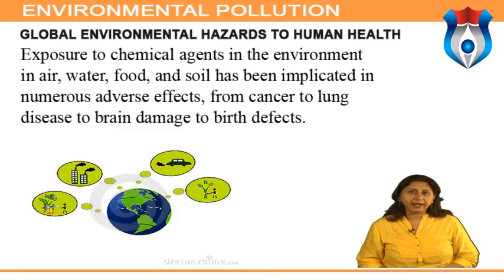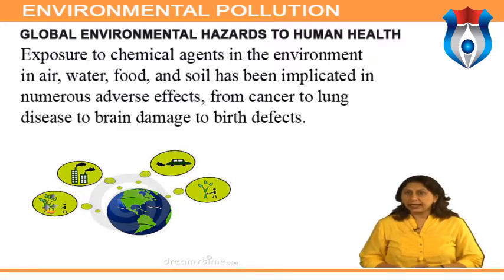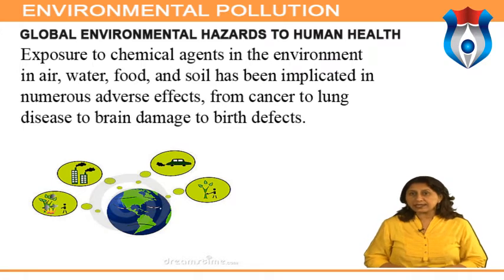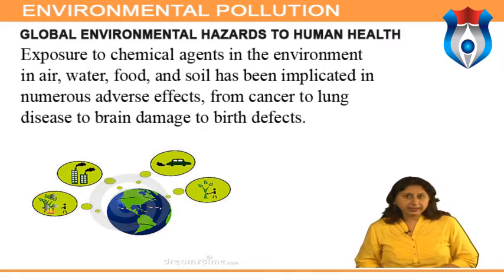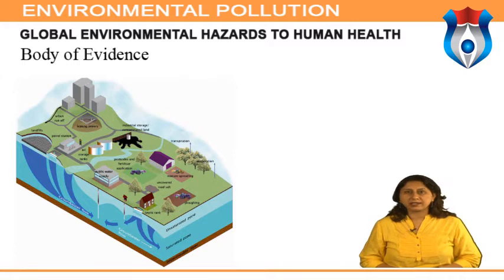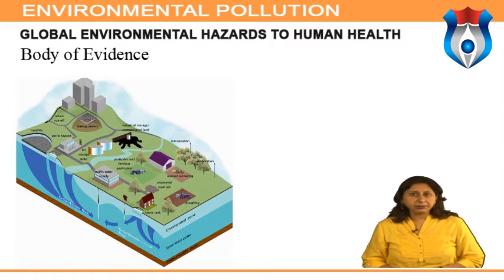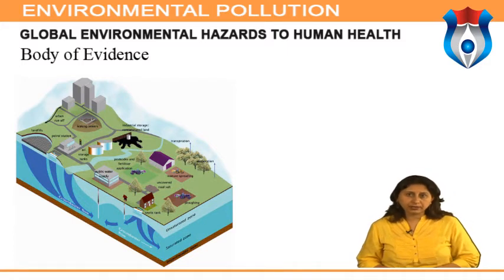Although the acute effects, such as poisonings, are the best understood, it seems clear that hazardous pollutants contribute to the large and growing toll of chronic conditions such as cancers and heart disease. Body of evidence. Environmental pollutants arise from many sources, and exposures may occur through many different routes.